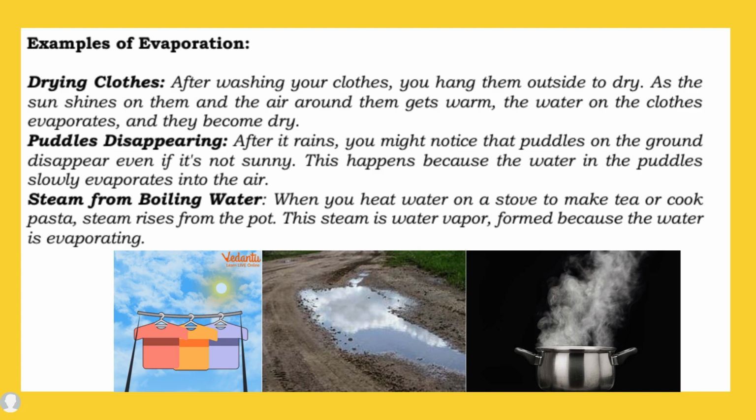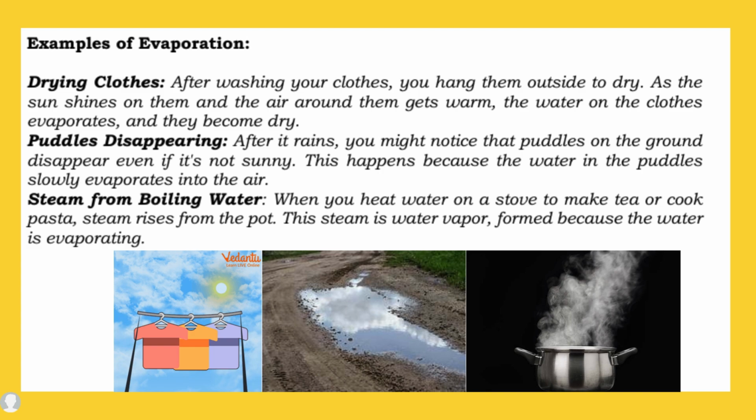We have here some of the examples of how evaporation works. The first one is drying clothes. So after washing your clothes, you hang them outside to dry. As the sun shines on them and the air around them gets warm, the water on the clothes evaporates and then they become dry.